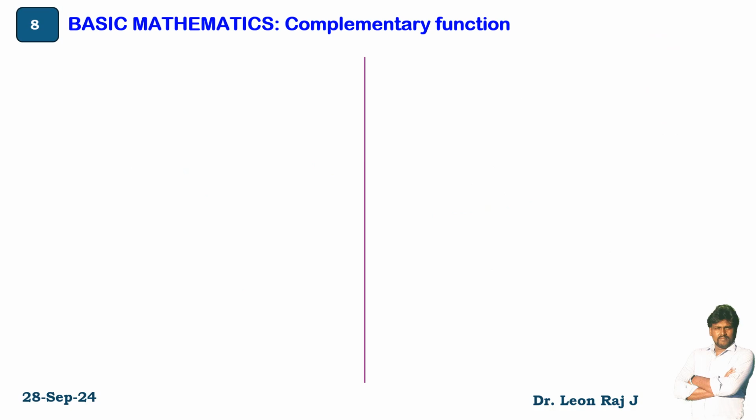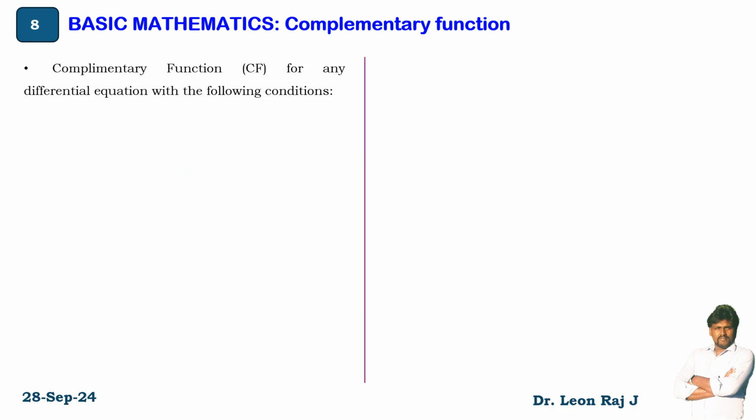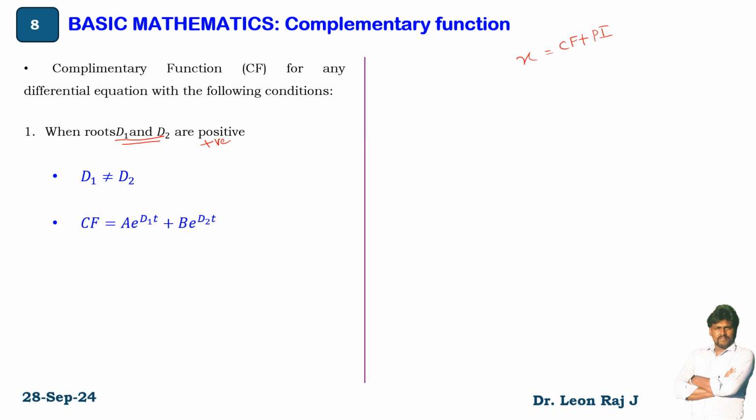So basic mathematics for finding a complementary function. If you have a differential equation, then your response is equal to complementary function plus particular integral. To write the complementary function, there are certain guidelines with respect to the roots of the characteristic equation. If D1 and D2 are the roots, and D1 is not equal to D2, then your complementary function is equal to A e power D1 t plus B e power D2 t. If D1 and D2 are the same, D1 equal to D2 equal to D, then your complementary function is equal to e power D t into (A x plus B).